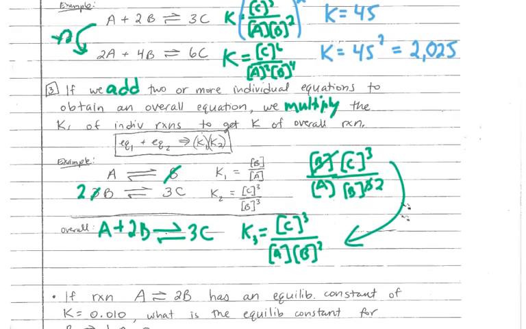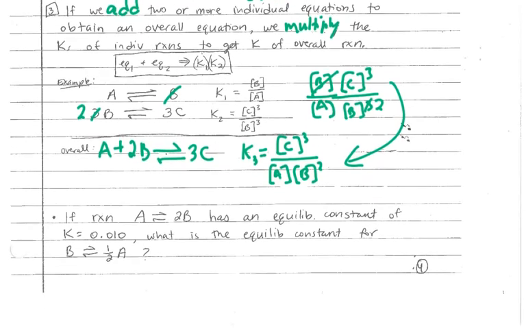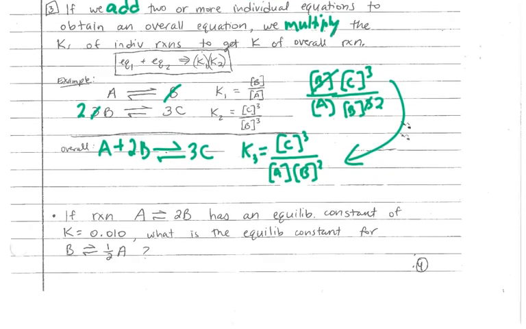Looks like I'm going to get cut off at 30 minutes, so I've got 20 seconds left. If reaction A reacts to form 2B has the equilibrium constant K equals 0.01, what's the equilibrium constant for this reaction here? Notice that we had to reverse it and divide it by 2. So give that one a try and I'll give you the answer in the next video.